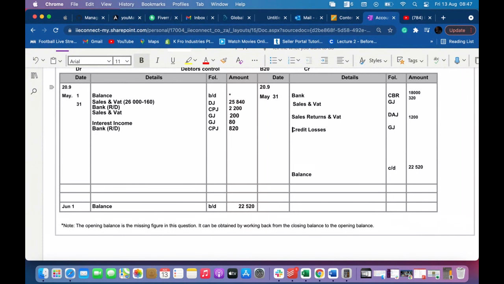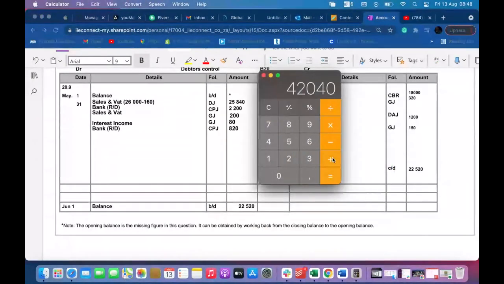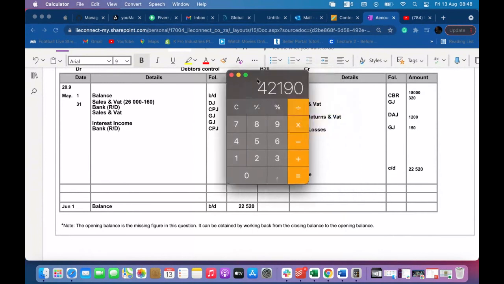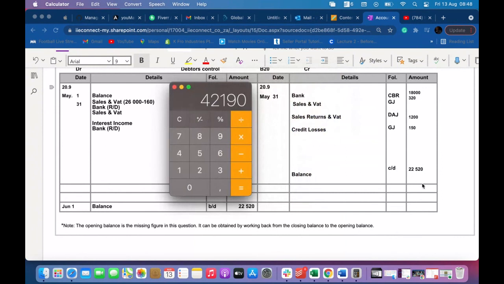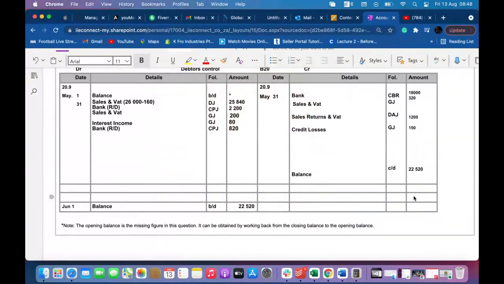Let's just space it out. Okay, and what's the amount? 150. Okay, so we have our amount here, and then we just say plus 150. Okay, so that's the total we should have. 42,190.